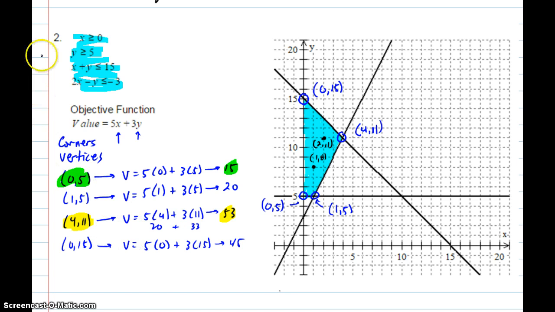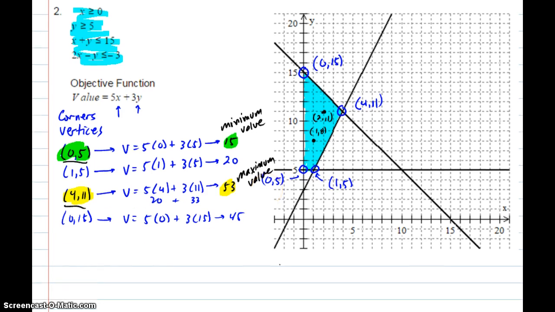So always at the corners, at the vertices of that feasible region, we can find the minimum value of the objective function and the maximum value of the objective function, and the coordinates that get us there. That's all we're doing with that. That's where we find minimums and maximums. So at any point I pick in this region, when I evaluate the objective function at that point, it's going to be something between 15 and 53. It will never go outside those boundaries.